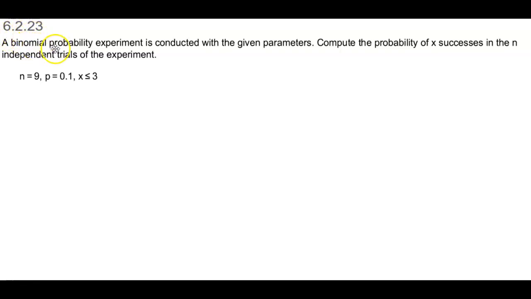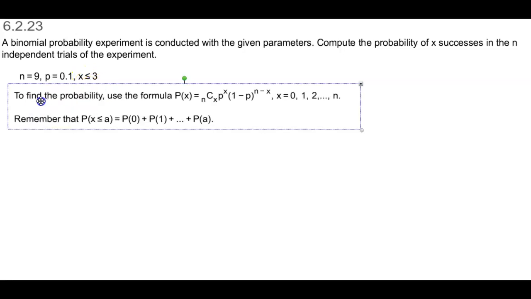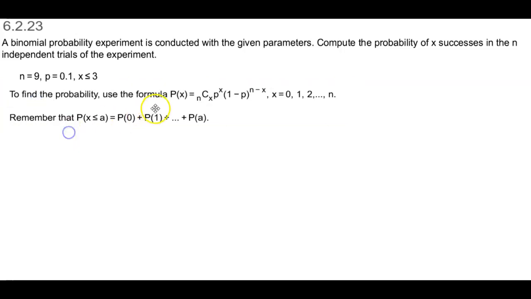6.2.23, a binomial probability experiment is conducted with the given parameters. We're going to compute the probability of X successes in the n independent trials of the experiment, where n is equal to 9, the probability p is equal to 0.1, and X is less than or equal to 3. Okay, so to find the probability, we're going to have to use the following formula.